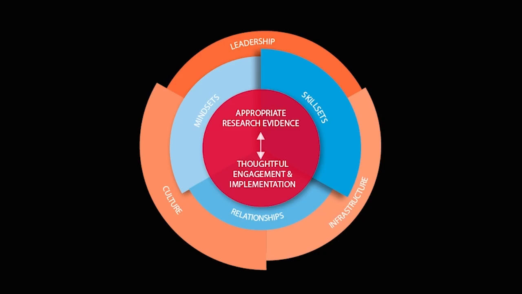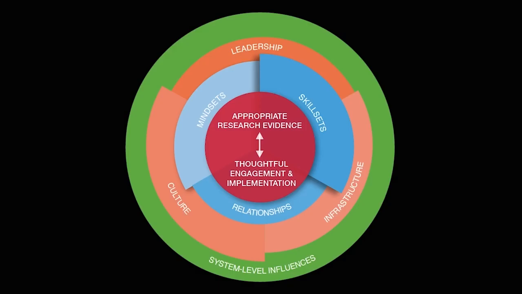Then in orange, we've got the three organizational enabling components, which emphasize how quality use doesn't happen in a vacuum, but requires supportive leadership, supportive culture, and supportive infrastructure. And finally, all of this can also be shaped by system-level influences in green that are critical for encouraging and enabling research engagement within and across schools.